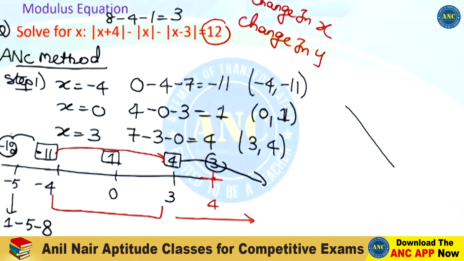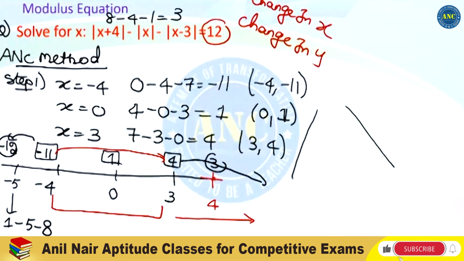Again the value is going to the left hand side of minus 11. So again the graph is going down. That means from minus 4 to 3, the y value is ranging from minus 11 to 4. 12 does not lie from minus 11 to 4. So from minus 4 to 3, it is not possible.